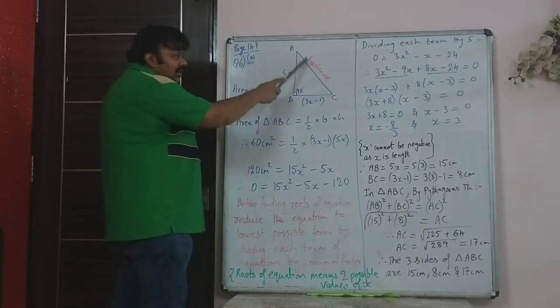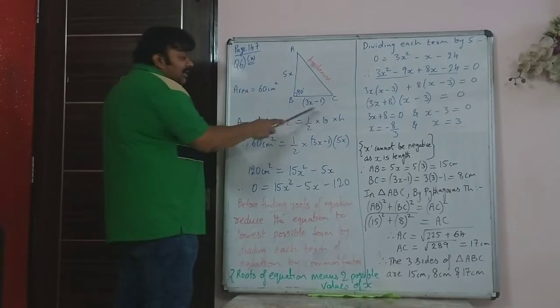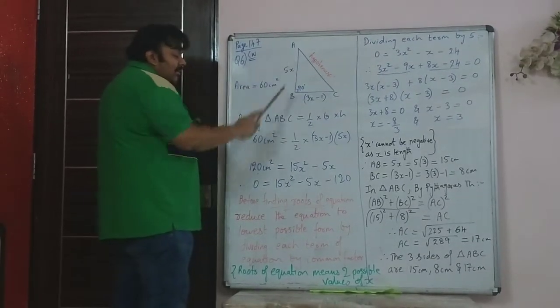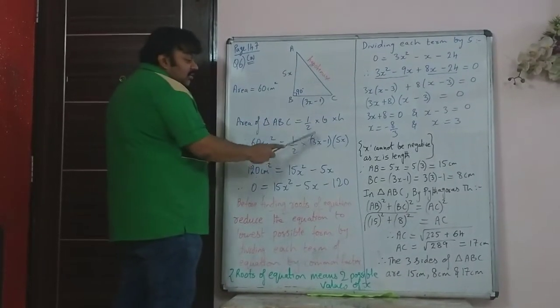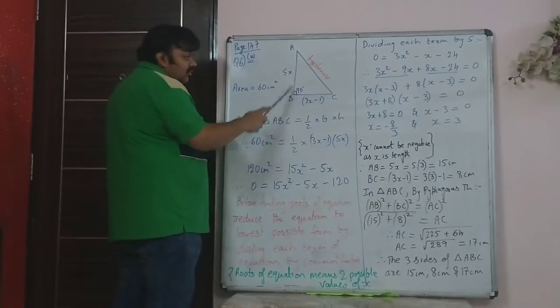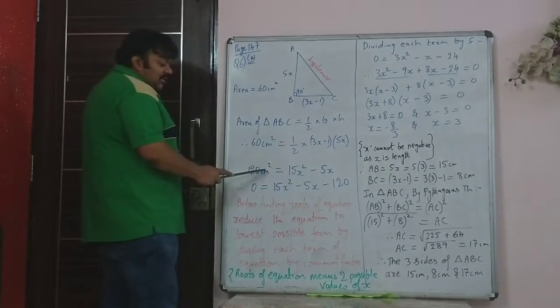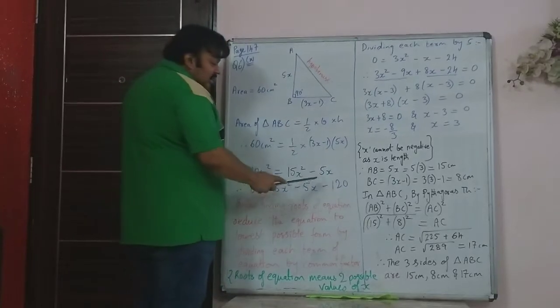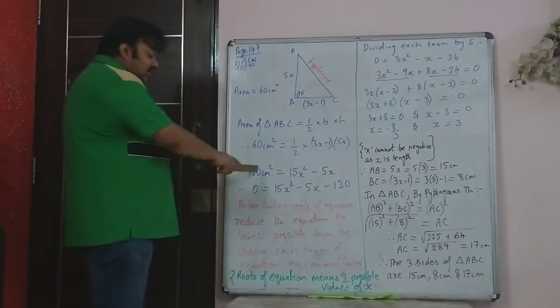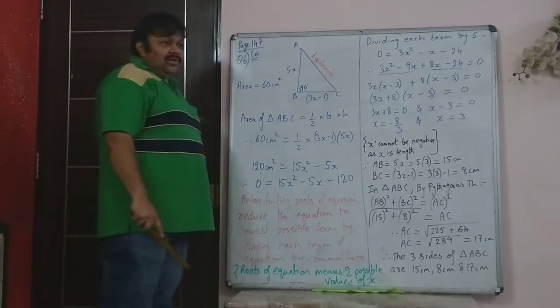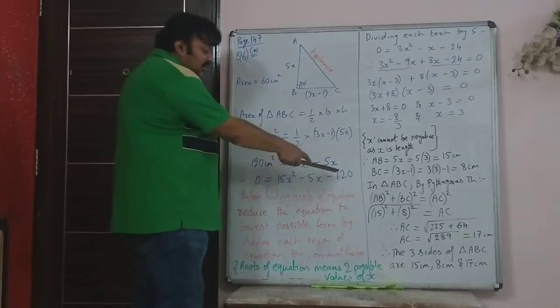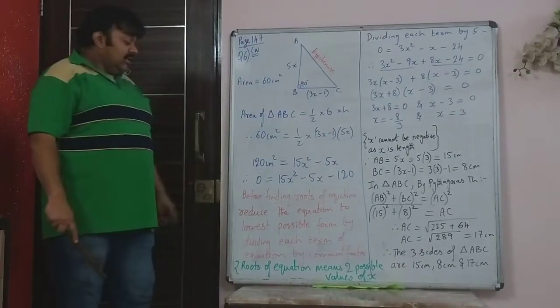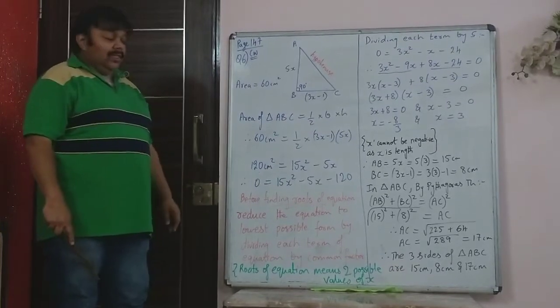60, area of triangle ABC is half base BC into height AB. So it is half into 3x minus 1 into 5x. So when you cross multiply, 120 is 15x squared minus 5x. So you shift the 120 to the other side, it becomes minus 120, and write it as equal to 0.